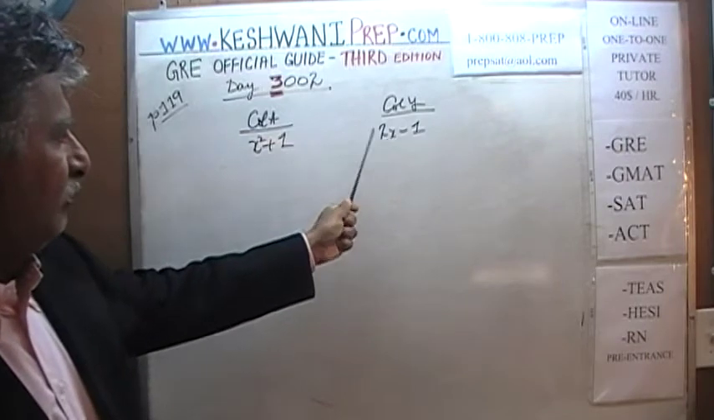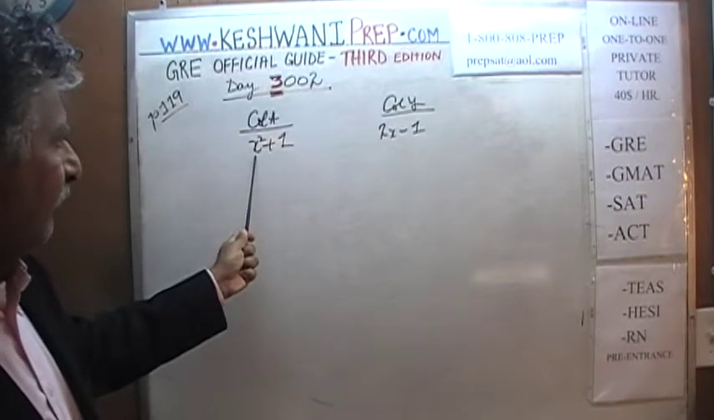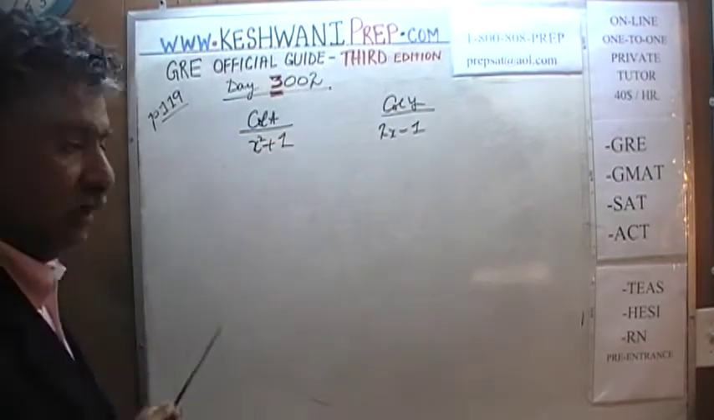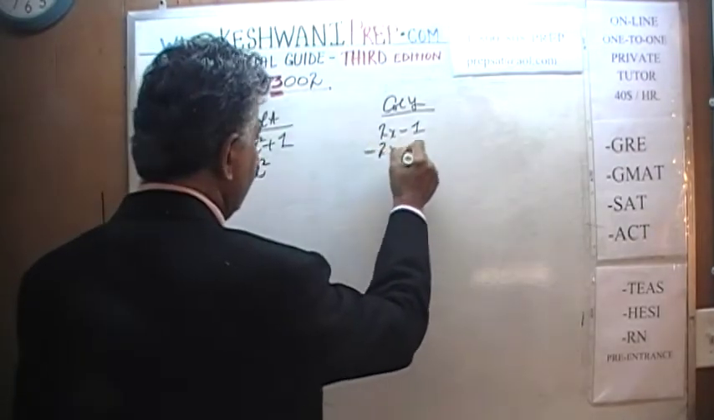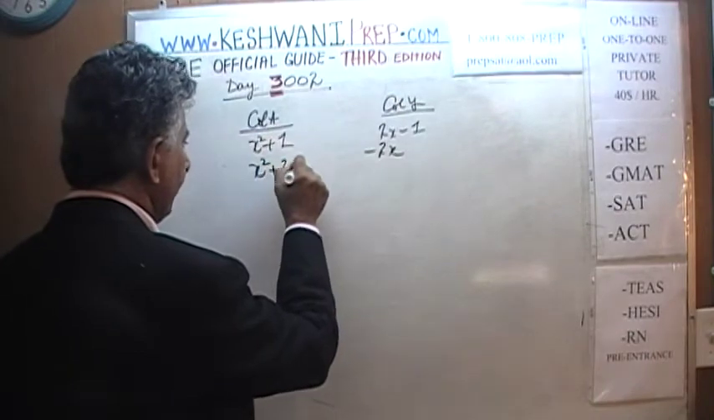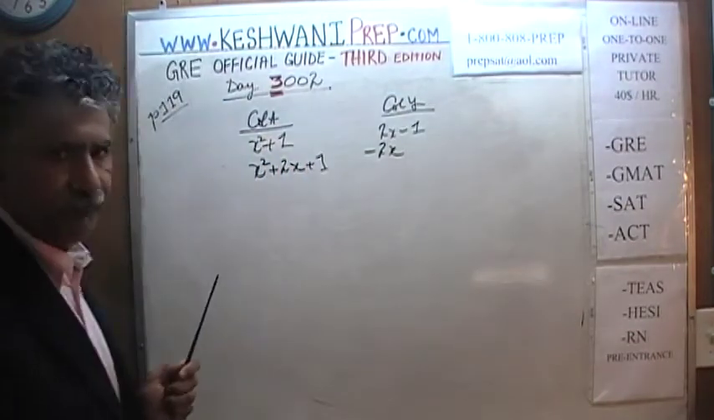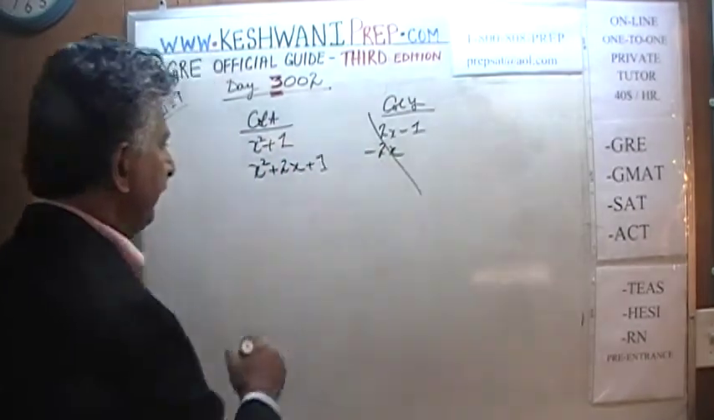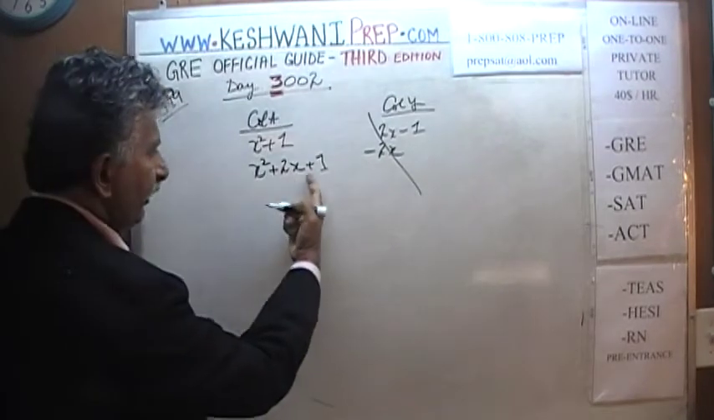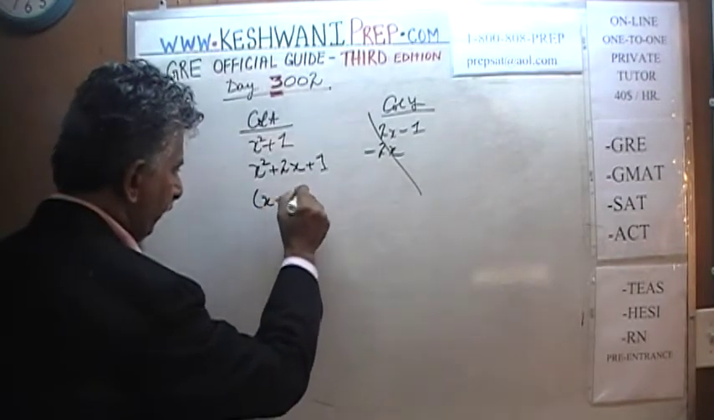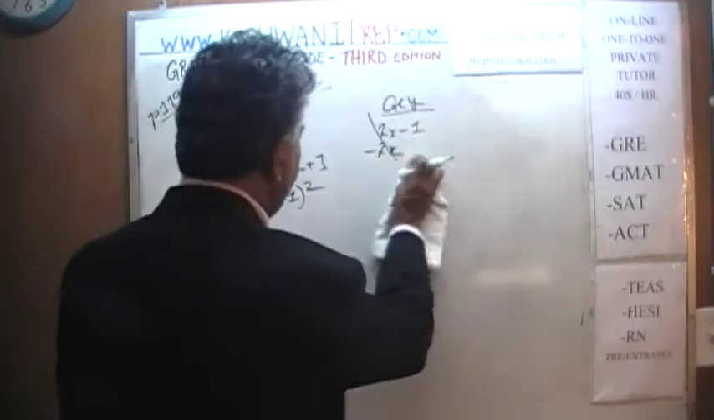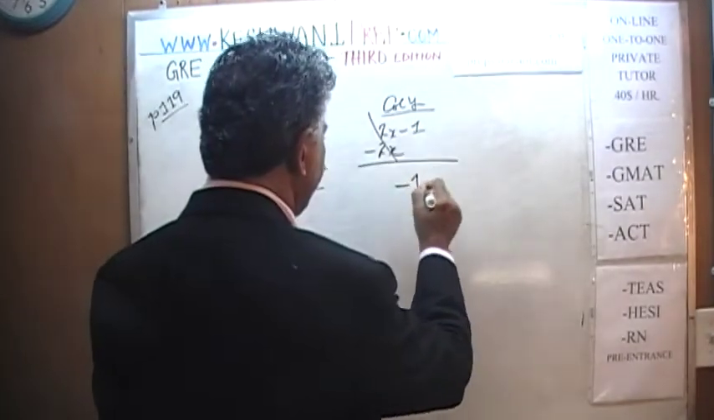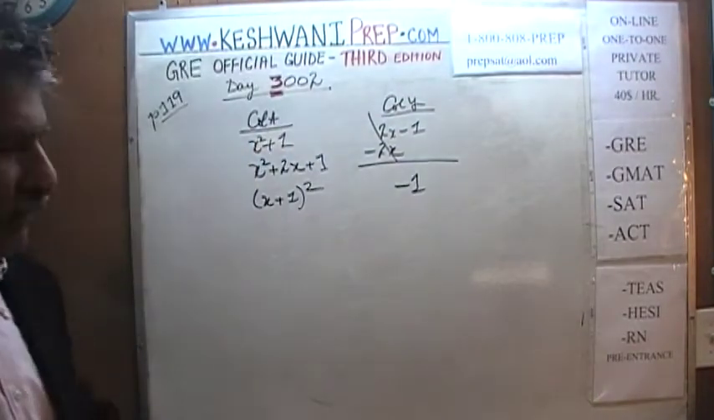If we can somehow bring this 2x here, we will get x squared plus 2x plus 1. We'll have a complete square. Subtract the 2x from here, bring it on this side, plus 2x plus 1. Voila. X squared plus 2x plus 1 we know is x plus 1 whole squared. And what are we left with on this side? Just negative 1. That's how simple it is. We are done.